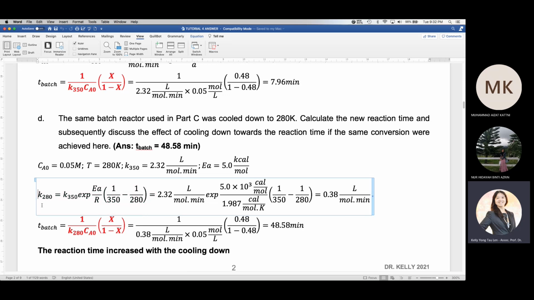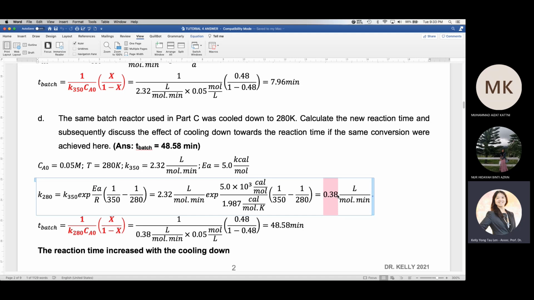So that's why K at 280, which I want to find, equals to K at 350 exponential EA per R in bracket 1 per T1 minus 1 per T2. Okay, you will get K at 280 as 0.38. So, ingat tadi saya katakan, K akan naik dengan suhu, ataupun in simpler words, K pun akan menurun dengan suhu. So, that's why you see, at 350, my K is 2.32. At 280, my K is 0.38. Logik lah sebab suhu saya menurun, nilai K saya mesti menurun.